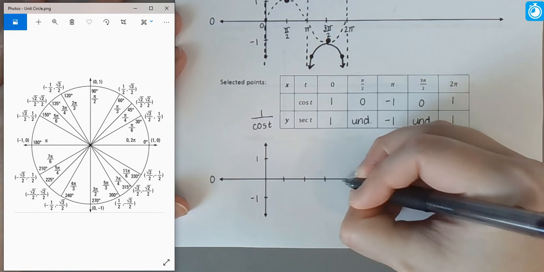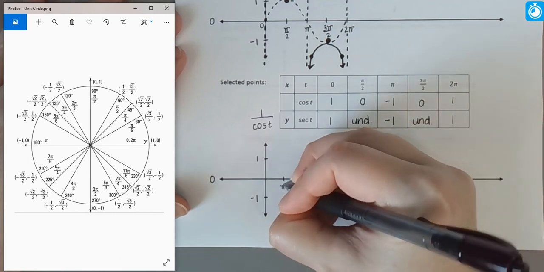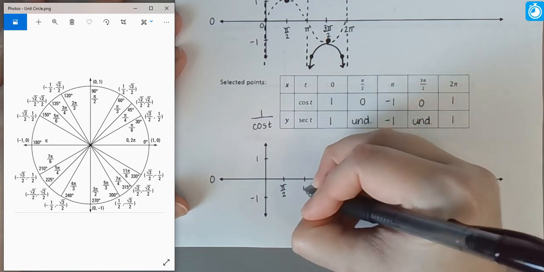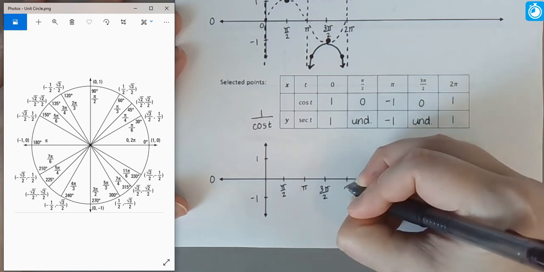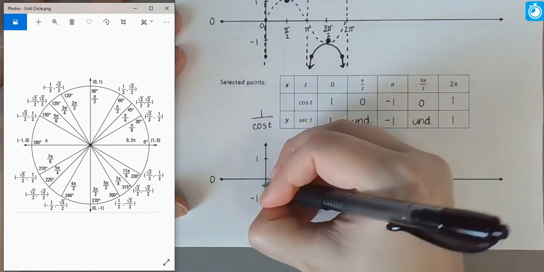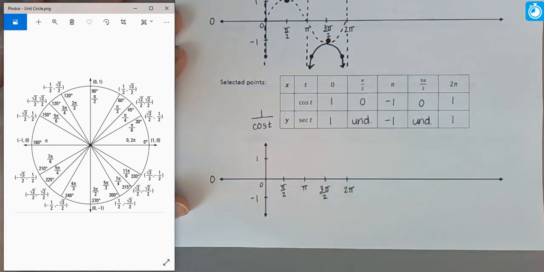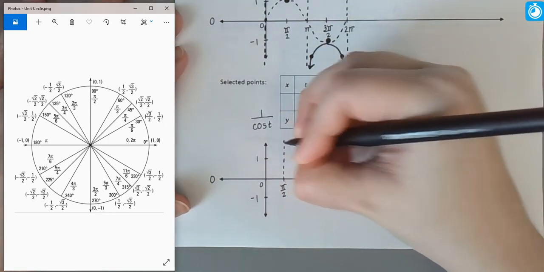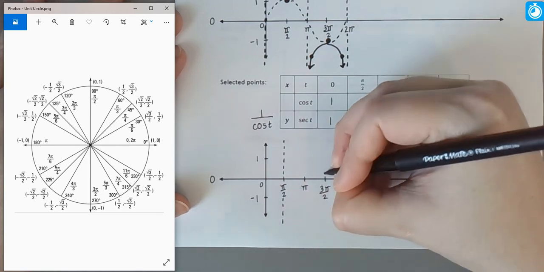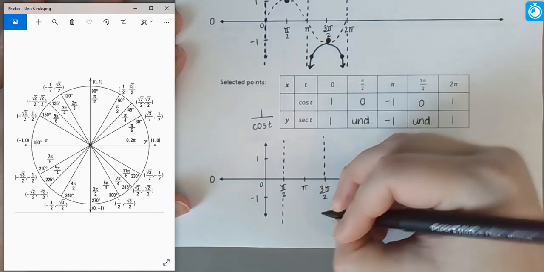1, 2, 3, 4. So this is pi over 2, this is pi, this is 3 pi over 2, this is 2 pi, and of course 0. But in this case, we have vertical asymptotes at odd multiples of pi over 2. Those are the locations where cosine goes to 0, so those are the locations where our secant is going to be undefined. So they're at pi over 2 and at 3 pi over 2.